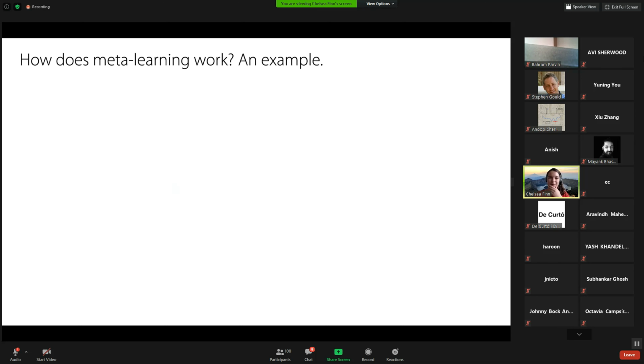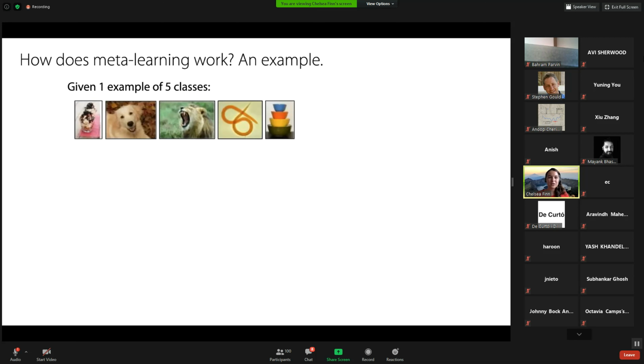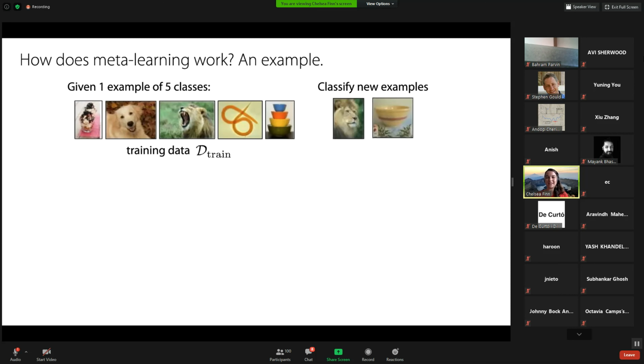So how exactly does this work? I'll briefly overview how meta-learning works, and then I'll talk about some of the challenges and some of our recent work that really pushes the boundaries of what meta-learning can do. So the way that meta-learning works is we may want to be able to learn from a very small amount of data. And one very classic example of meta-learning is the few-shot classification problem, where we may be given one example of 5 different classes, as shown here. This is our tiny little training data set. And we want to be able to learn from this training data set such that we can classify new test examples as being among one of the 5 classes shown on the left.